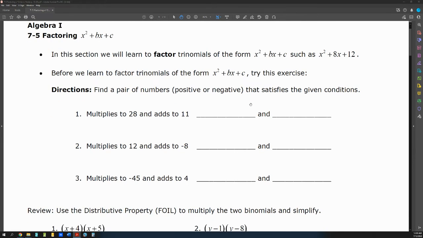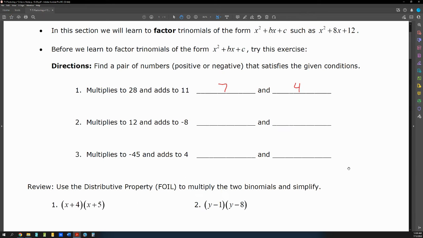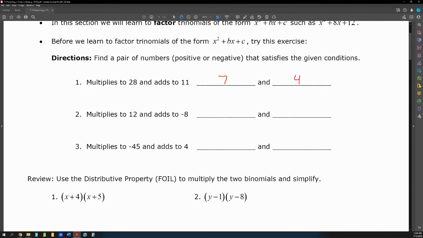So before we consider the general form x squared plus bx plus c, let's try this exercise here. I'm looking for a pair of numbers, either positive or negative, that multiply to 21 and add to 11. So think about that. Those numbers, the answer is 7 and 4. 7 times 4 is equal to 28, and 7 plus 4 is equal to 11. Let's try another. What two numbers multiply to 12 and add to negative 8? The answer is negative 6 and negative 2.